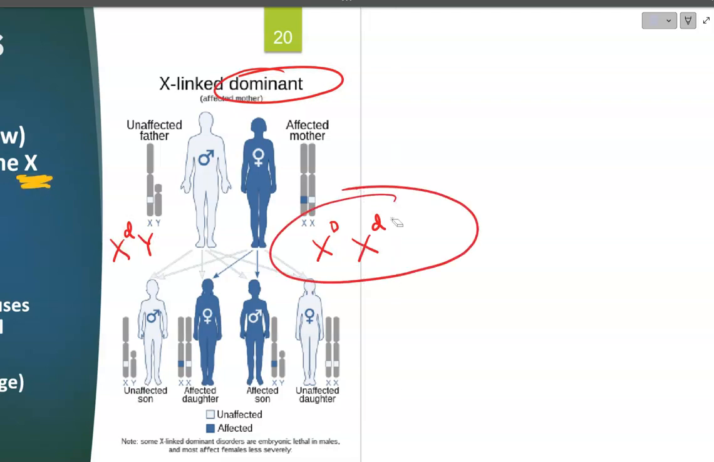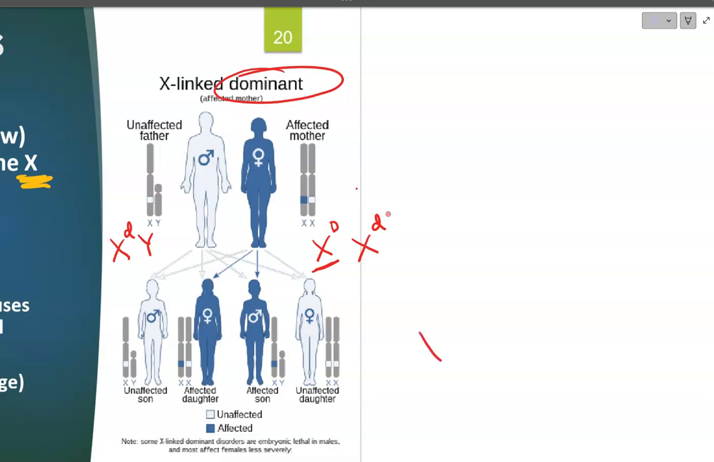Because this female is obviously displaying it. And then if a male had it, he would display it. So this mom, there's a 50-50 chance she will pass this on. So it'd be a 50-50 chance her kid would have that disease.